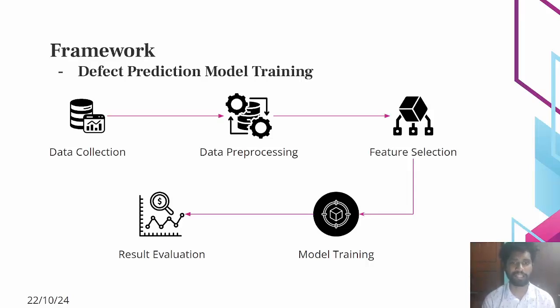from Kaggle, and then we pre-processed the data for our model training. Then we applied feature selection on the dataset to extract the most relevant and useful features to improve accuracy. Then we trained the model using four machine learning algorithms, and then we evaluated its results.